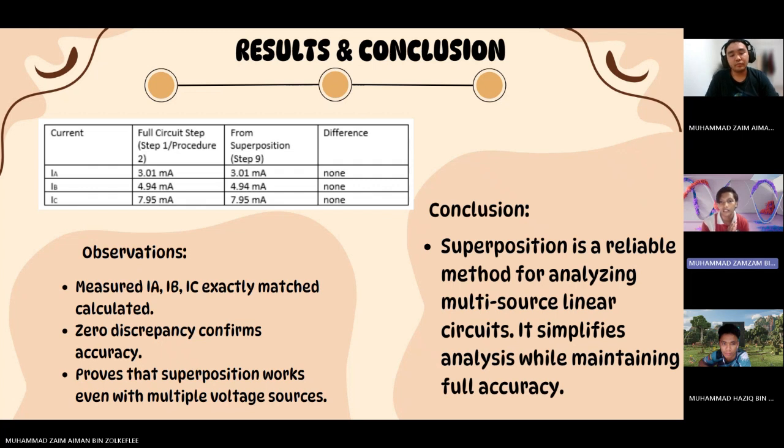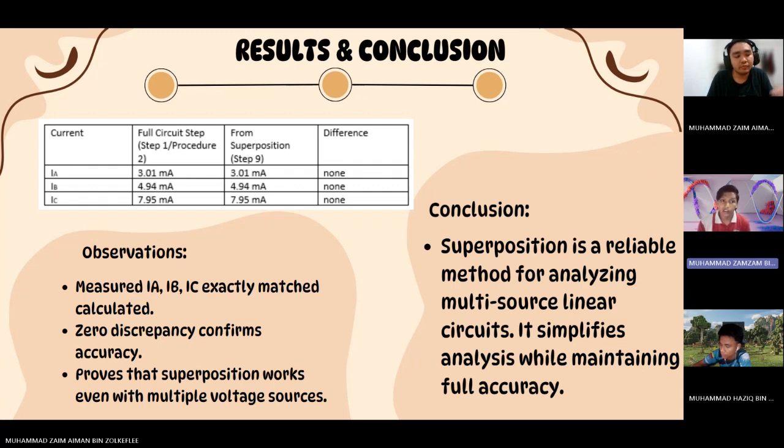get the same value. And IC, I also get the same value for both the full circuit and the superposition principle. There is no noticeable difference in the values I get. For the observation, it is proof that the superposition theorem works even with multiple voltage sources.